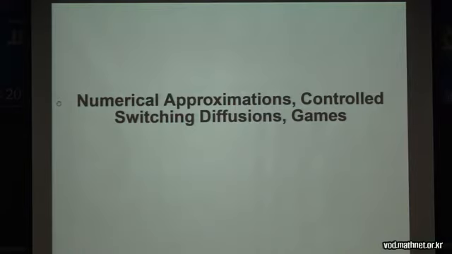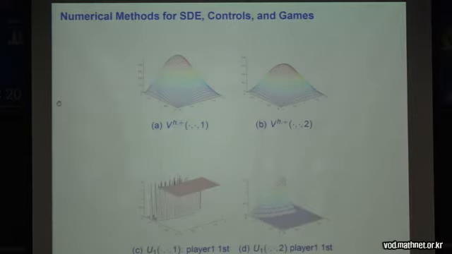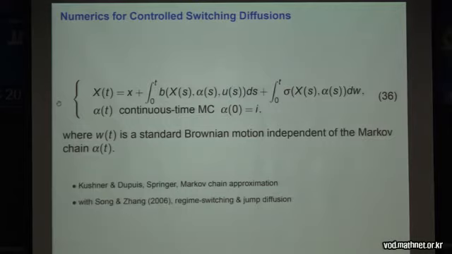So the last part I'm going to show, I only have a few minutes. I'm going to show some numerical approximation for control and the switching diffusion games. So here I just have some picture for numerical solution for a game problem. But here I just show the value function. But that's not our concern here.